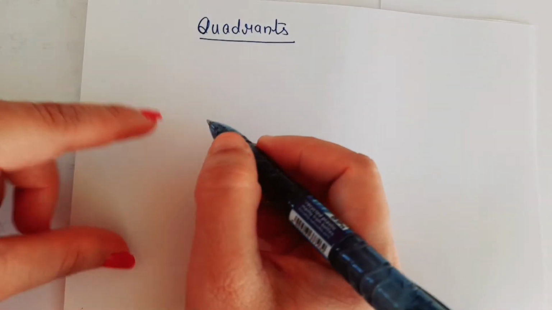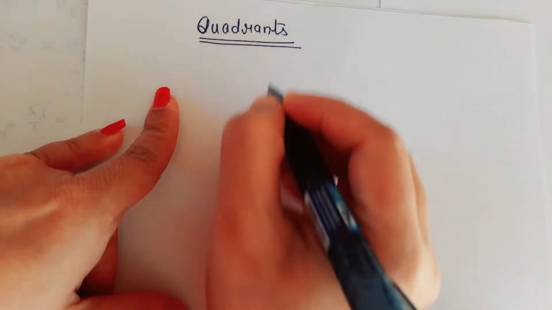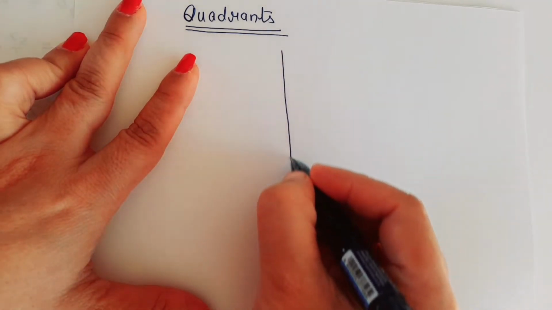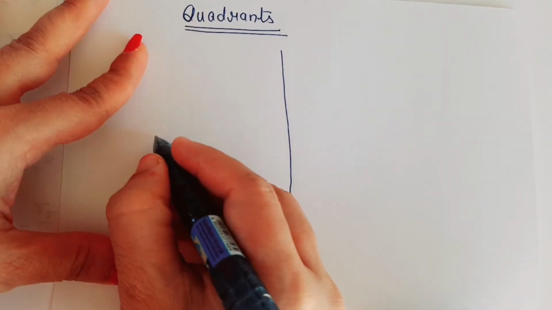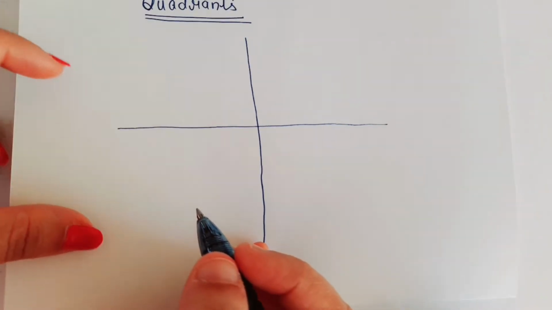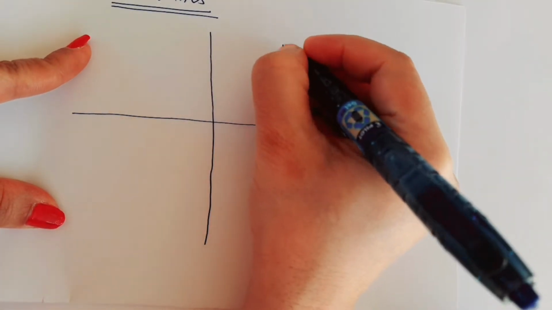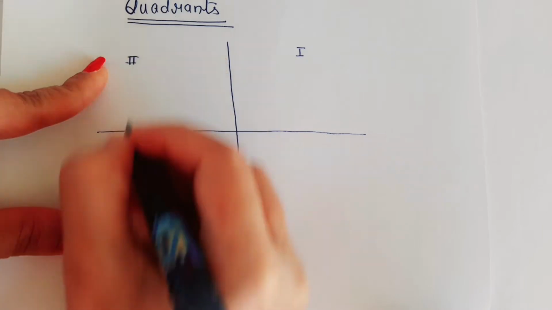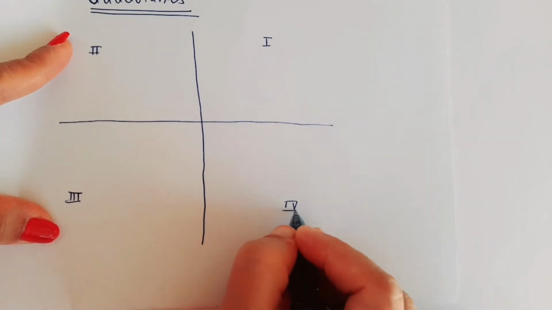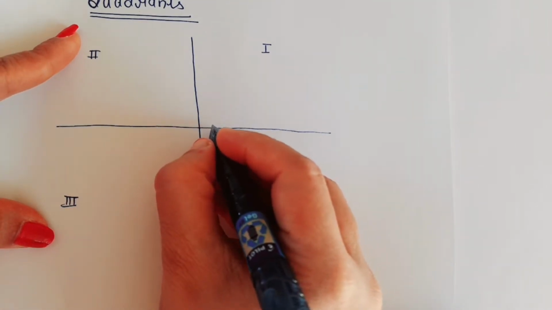So we will start from the very basics. First of all, we will learn about these quadrants. We will know what the unit circle is. So these are 4 quadrants. Quadrant means fourth part. So we will say this is the first quadrant, this is the second quadrant, this is the third quadrant, and this is the fourth quadrant.